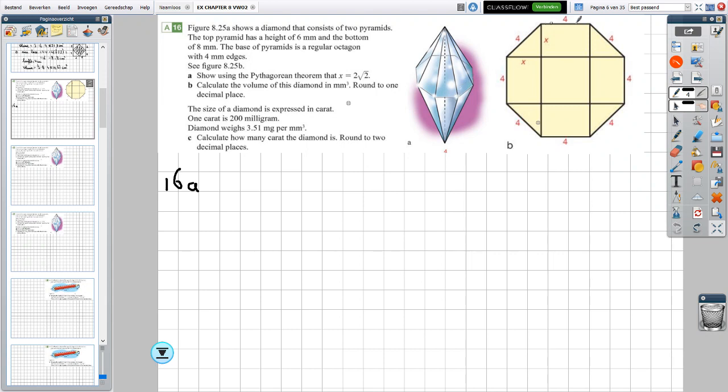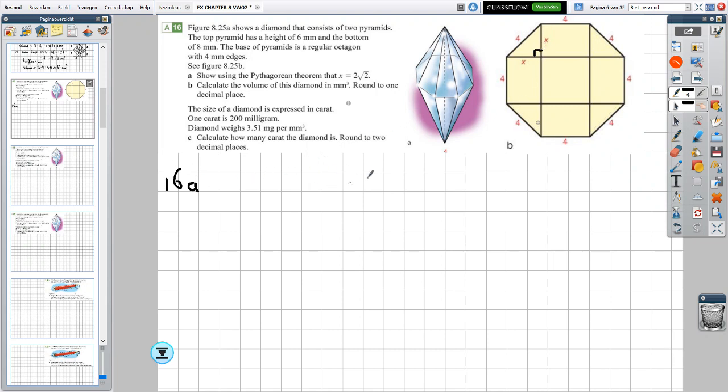So an octagon means that it has 8 vertices, right? And if it's regular, that means all the sides have the same dimensions. They are 4 millimeters. See this picture. Show using the Pythagorean theorem that x, this dimension here, must be 2 square root 2. Okay. They say Pythagorean theorem. I see a right angle triangle here, so let's just get started.